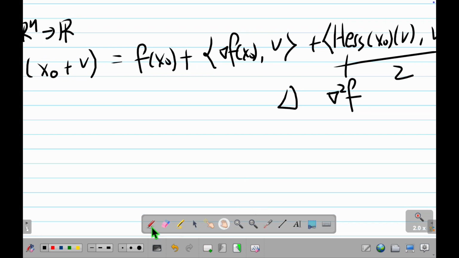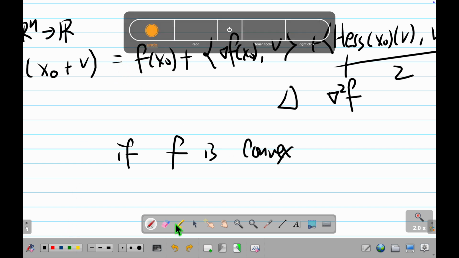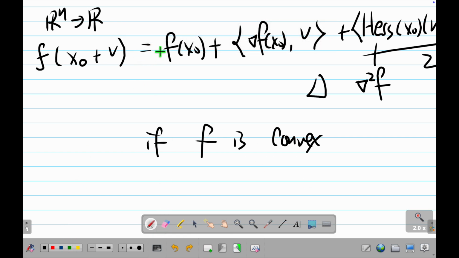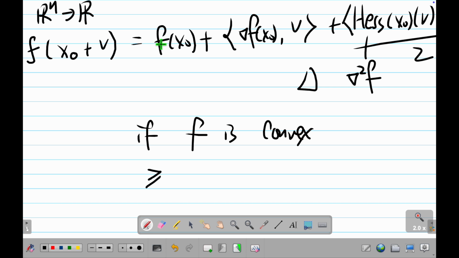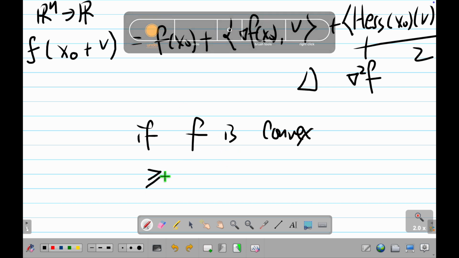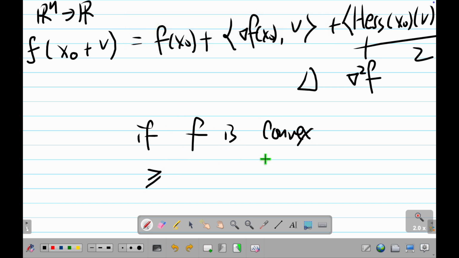Why? If f is convex, then we have this inequality. This is an equality, but if f is convex, we have this. And if we have this, then we don't care about the remainder anymore. Okay, I made a mistake, actually it's this. But anyway, we will talk about it when we talk about convex functions. When we have this, it is useful for the argument.